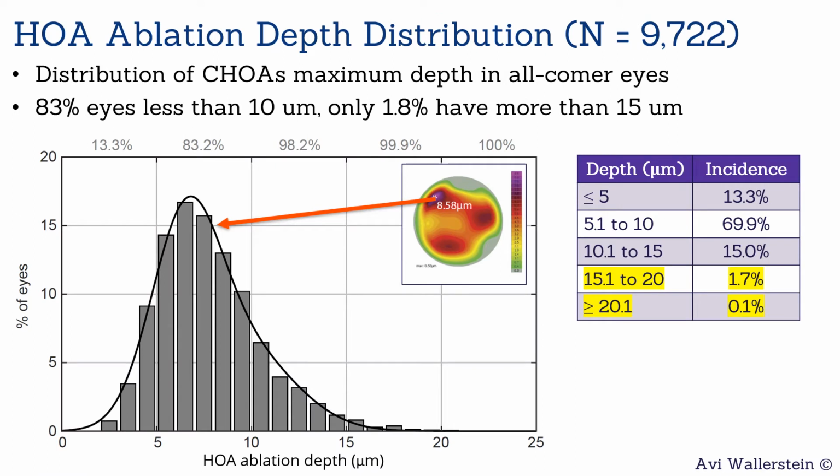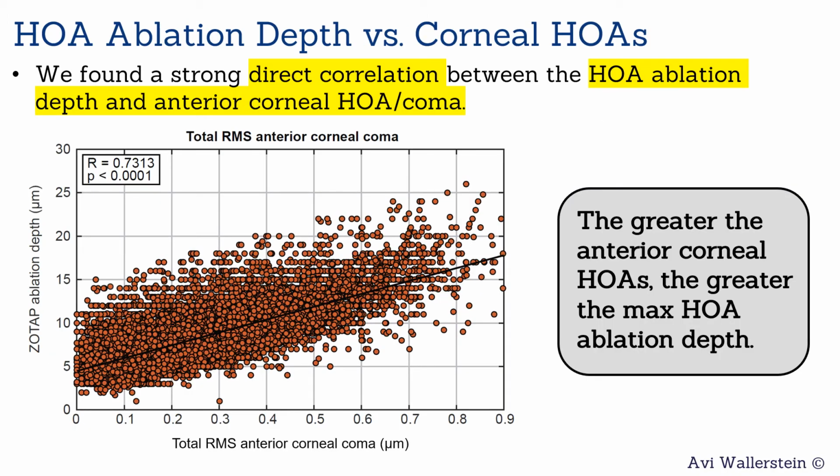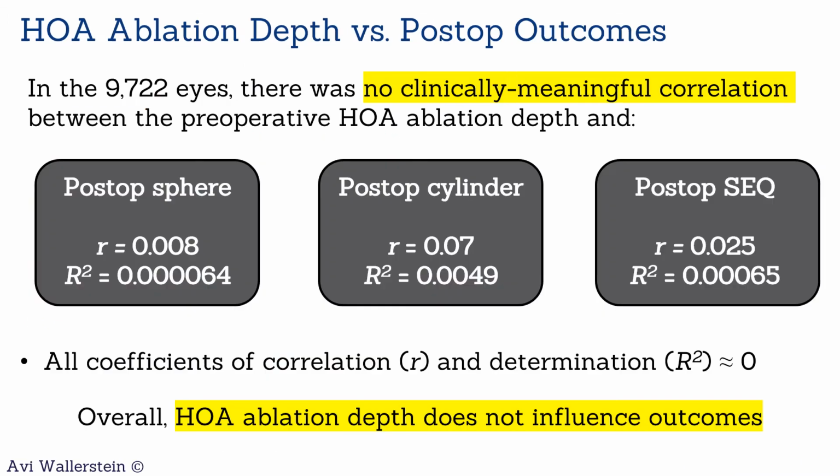The distribution of the HOA ablation depth shows how few eyes have high ablation values. 83% were less than 10 microns, and only 1.8% have more than 15 microns. As expected, we found a strong direct correlation between anterior corneal HOAs and HOA ablation depth. This makes sense, as this is what the technology measures and treats. There was no clinically meaningful correlation between the preoperative HOA ablation depth and postoperative sphere, cylinder, and SEQ. This confirms that ablation depth does not influence outcomes and accounts for less than 1% of any outcomes variation.